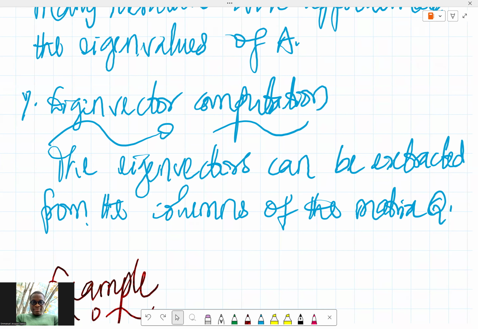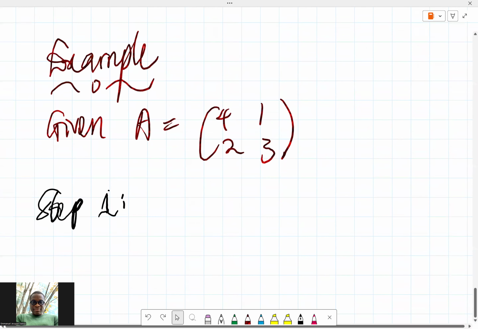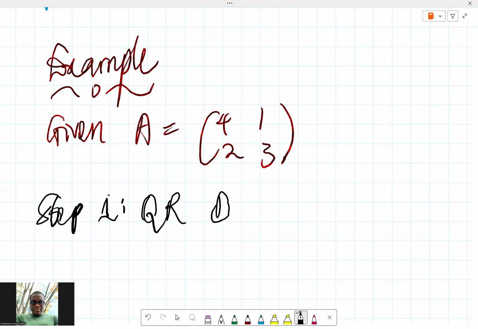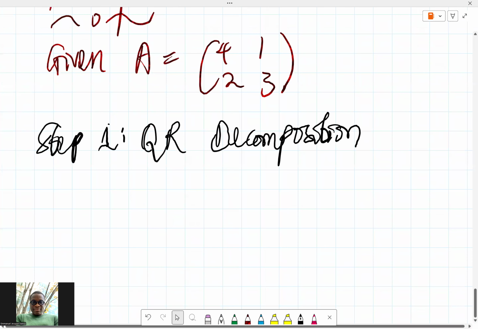So let's take the example we've been taking all along. Given A equals [4, 1; 2, 3]. In step one, we are going for the QR decomposition, which is the crux of this method. The QR decomposition makes A into the product of an orthogonal matrix Q and an upper triangular matrix R, of course using the Gram-Schmidt process.